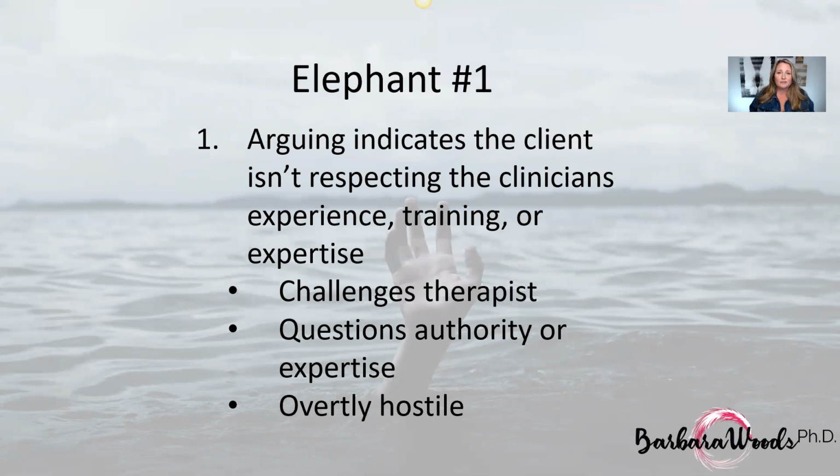So let's get started. Elephant number 1 is just downright arguing, where the client isn't respecting the clinician's experience, training, or expertise. So they challenge the therapist, they challenge the interventions, they challenge your knowledge, they challenge every little thing, and there's never any giving up. They never give any space in that. They question your authority or expertise, so they may be wondering who you are to be able to do this and what your knowledge actually is. They may do that a little bit more subtly, or they may do it non-verbally with rolling the eyes or giving some looks that are kind of arguing in a nonverbal manner. They can be overtly hostile too. So this is where you'll see some of the clients in corrections and substance abuse, where if you hit a nerve, you'll get an overtly hostile arguing response.